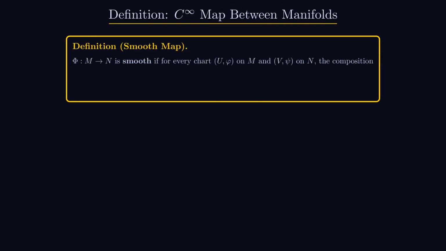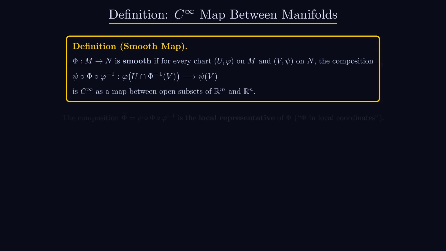Now that we have the geometric intuition, here is the formal definition capturing exactly that sandwich picture. The map phi from M to N is smooth if for every chart U with phi on M and V with psi on N, the composition psi composed with phi inverse, mapping from the phi image of the overlap of U and the pre-image of V into psi of V, is C infinity as a classical map between open Euclidean sets. We give this sandwich composition a name, the local representative of phi, also called phi in local coordinates. It is an important tool in most computations in differential geometry.